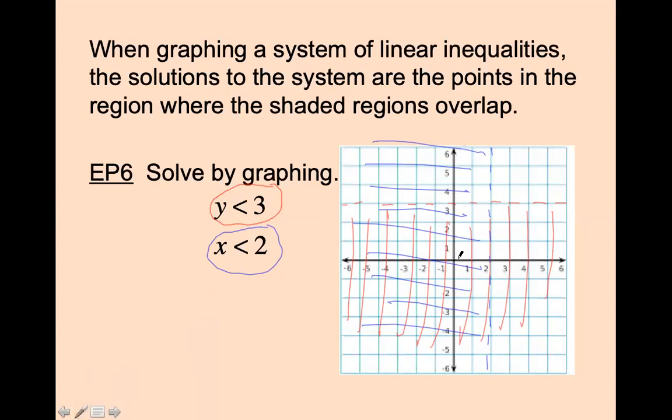In this case, again, I could pick 0, 0. We can see that 0, 0 is clearly in this region where both colors are. So is 0 less than 3? Does it work there? Yes. And for the x coordinate, is 0 less than 2? Yes. All right, so our 0, 0 is in fact a solution to the system.